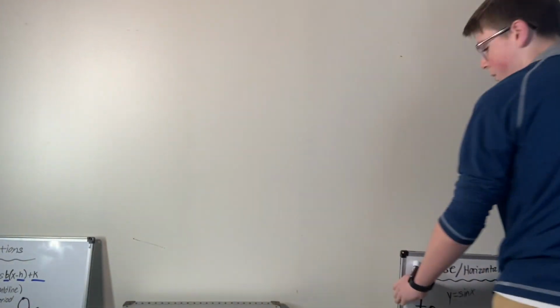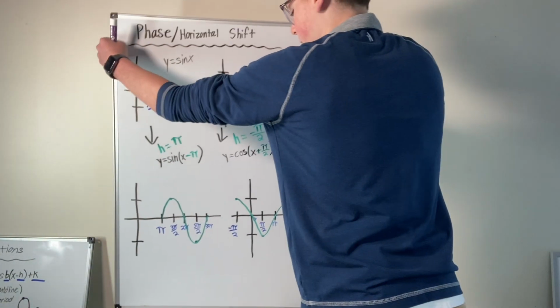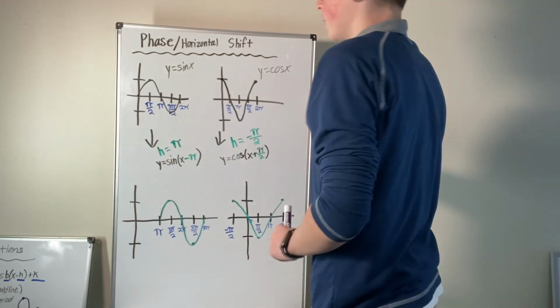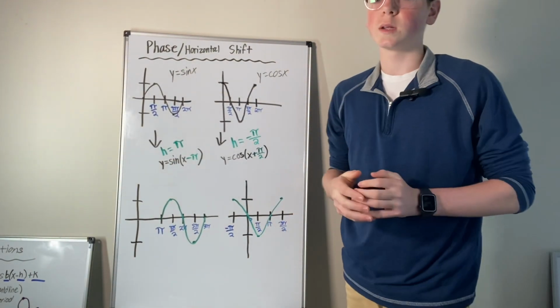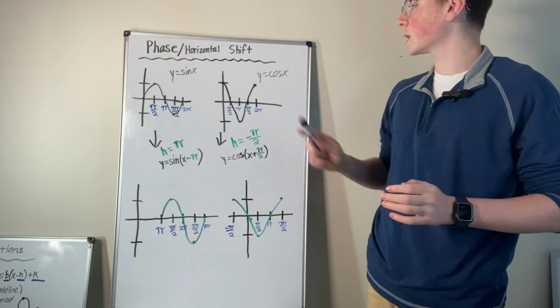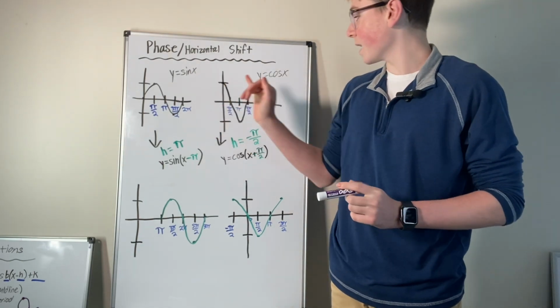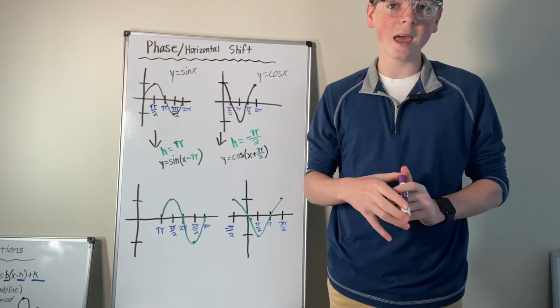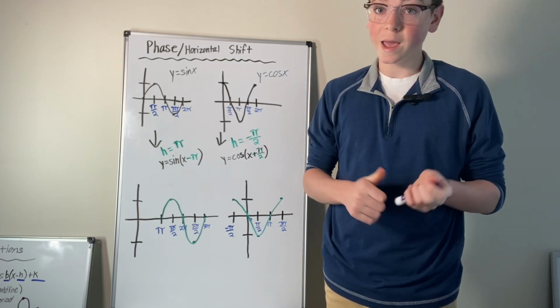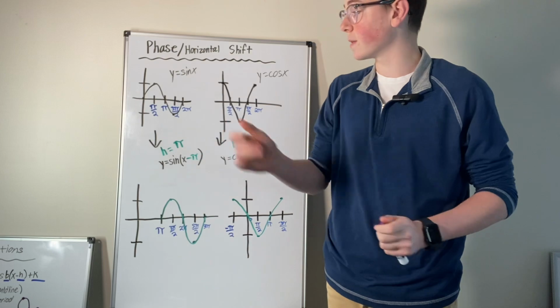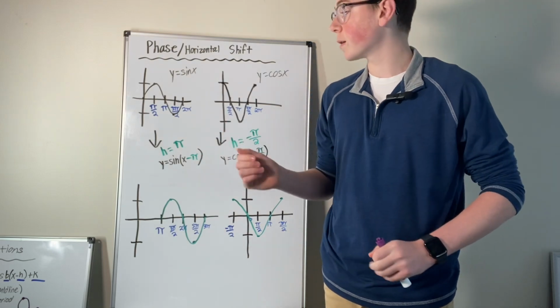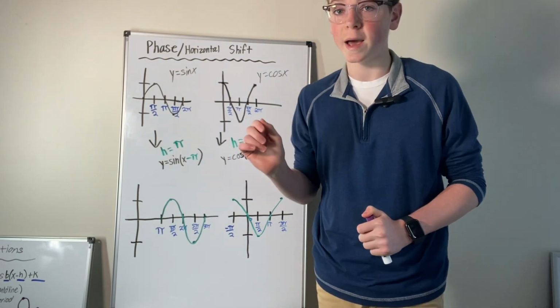We just have one whiteboard today, so this will be a quick one. Okay, our phase or horizontal shift. We have our y equals sine x, y equals cosine x. Note that sine x and cosine x both go by a scale of pi over 2 and start at 0 because those give us our 5 major points. 0, pi over 2, pi, 3 pi over 2, and 2 pi.